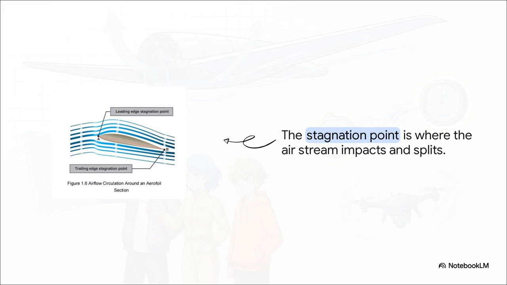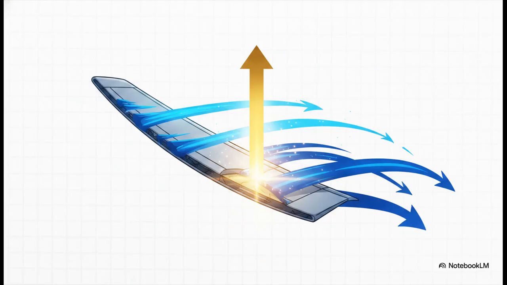Also pay close attention to stagnation points. When your wing slams into the oncoming air, there's one specific spot right on the leading edge where the airflow hits the metal and literally stops moving, just for a fraction of a millisecond before it decides to split and go either over or under the wing. We call that the front stagnation point. And yep, you guessed it, there's also a rear stagnation point where those two airstreams meet back up at the trailing edge.